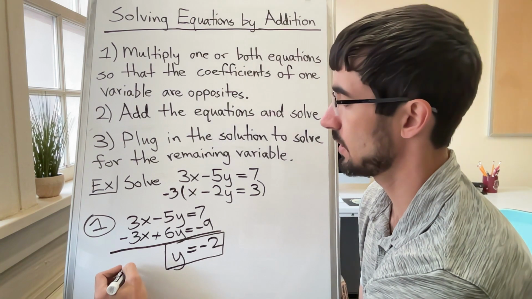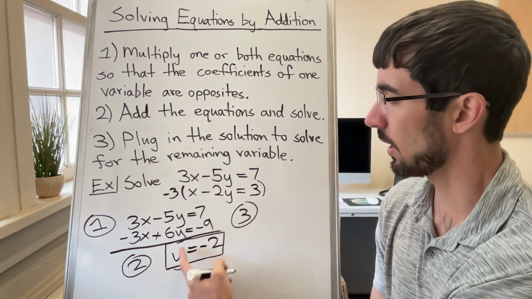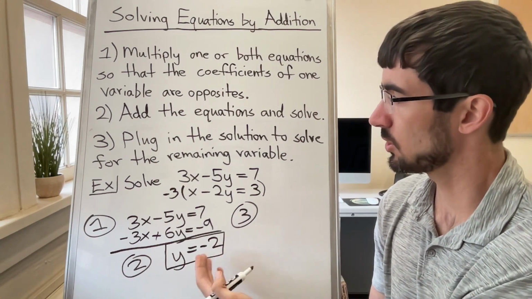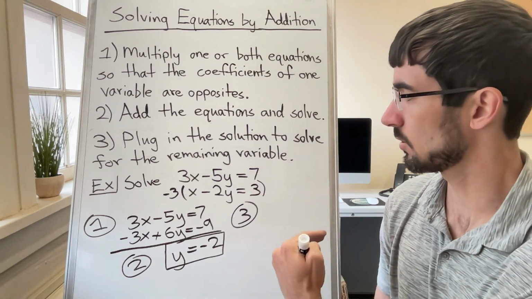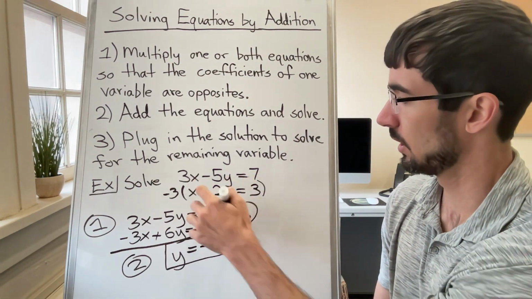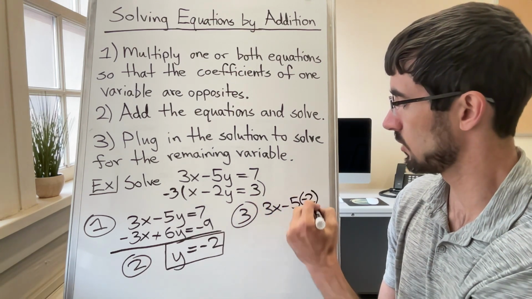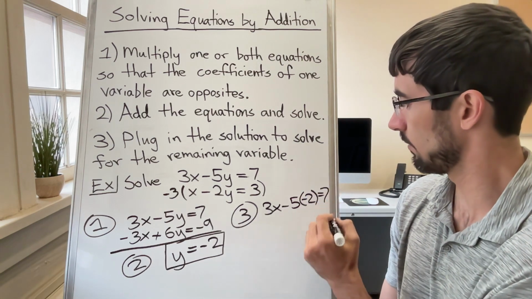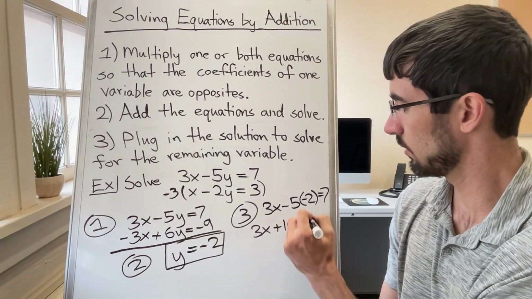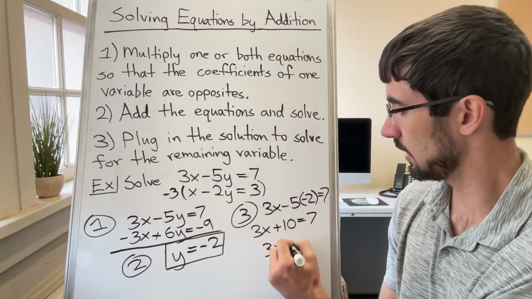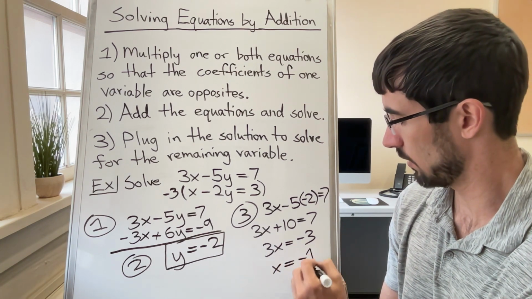So that was step 2. Let's go on to step 3. We need to plug in this solution for y. Y equals negative 2. Just as before, we need to choose some equation up here to plug it into so that we can solve for x. I'll just take the first equation. 3x minus 5y, now I know that y is negative 2, equals 7. That means 3x plus 10 equals 7. 3x equals negative 3, and x equals negative 1.